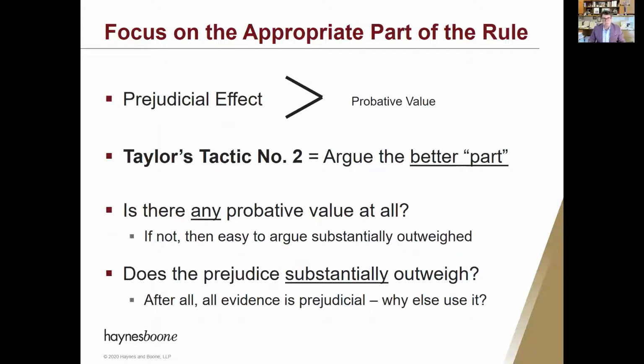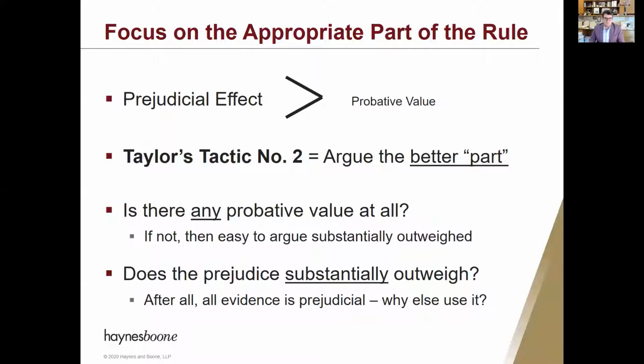I have a newsflash for you. Every piece of evidence is prejudicial. Otherwise, you wouldn't be using it. Every piece of evidence is prejudicial. You are using it to gain an advantage, to either prove your case or disprove theirs. That is why the rule is phrased as "substantially outweighs the probative value."